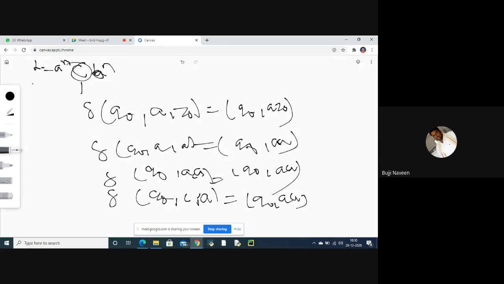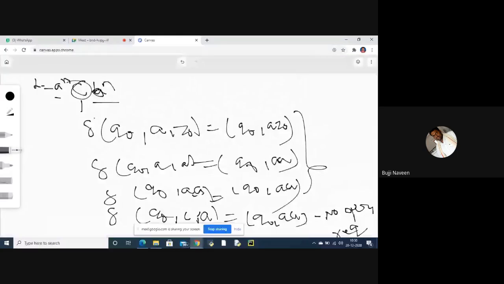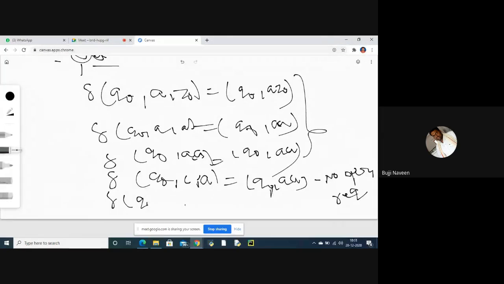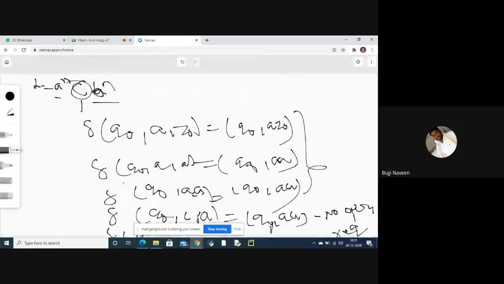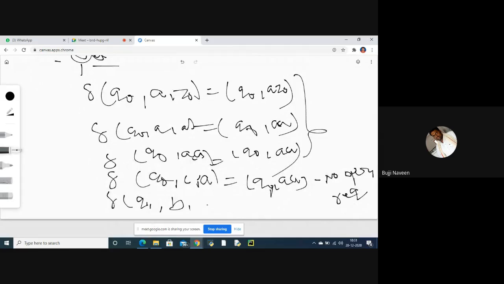Here, if the input a comes, we need to push into the stack. If the input b comes, then we need to pop from the stack. If the input c comes, then we don't do any operation. Here no operation required. Next we need to perform the next operations. So it is delta of q1, comma b, comma small a is equal to q2, comma epsilon.